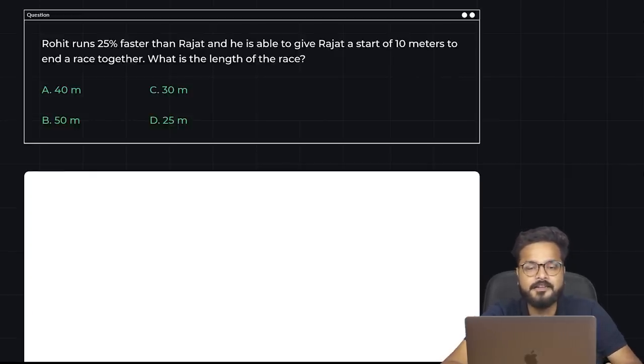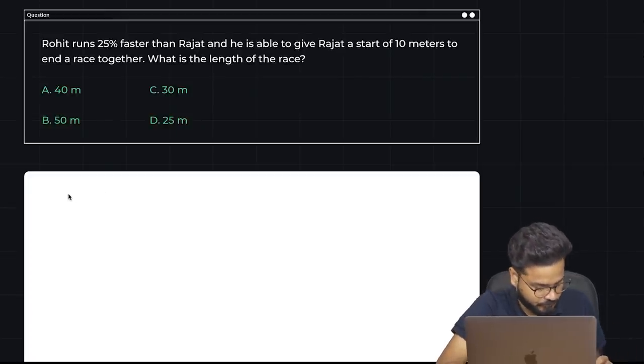A start of 10 meters means, guys, a head start. I hope you know that, right? So that basically means that if Rohit is standing at the start point, Rajat would already be 10 meters ahead of him. The start line would be 10 meters ahead for Rajat, because his speed is low. That is what you call it when someone gives a start to someone else in a race. Can you pause the video now and start solving this on your own? All right.